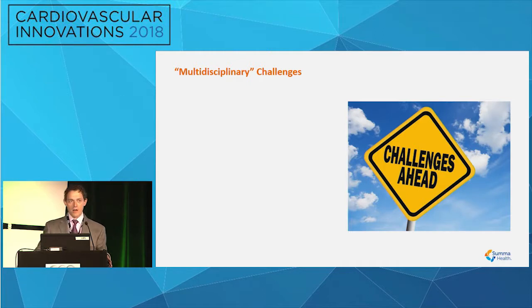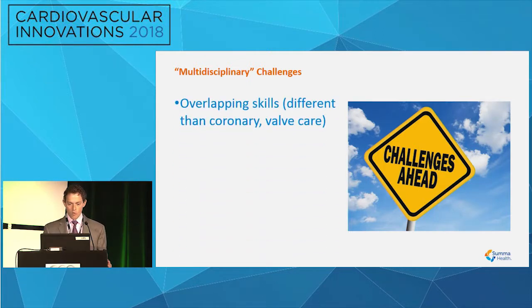So what are the challenges of having multiple endovascular specialists within the same health system? Overlapping skills. We talked about a heart team approach to coronary disease. This is very different than endovascular. You have an interventional cardiologist and a cardiothoracic surgeon. I'm an interventional cardiologist. I don't do bypass surgery. They do not do PCI. So there's no overlapping of skills.